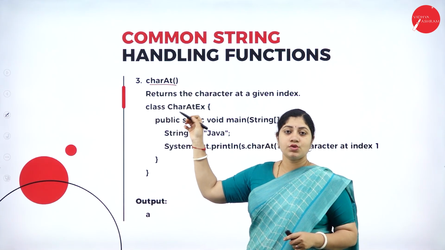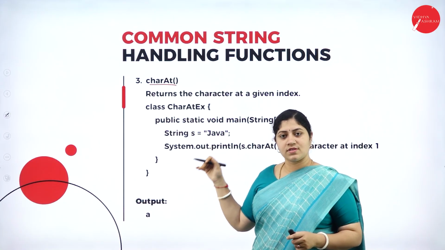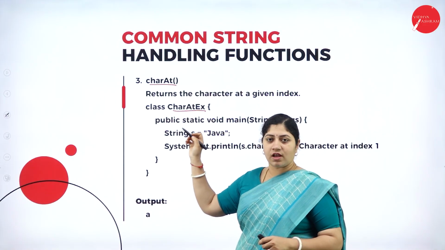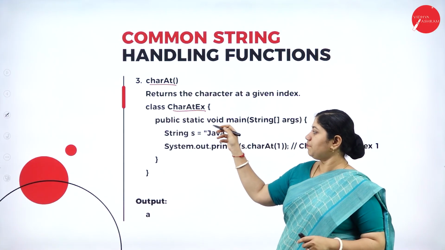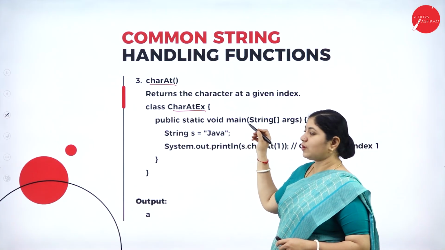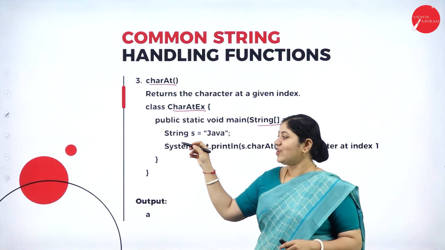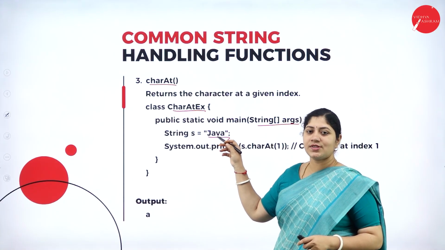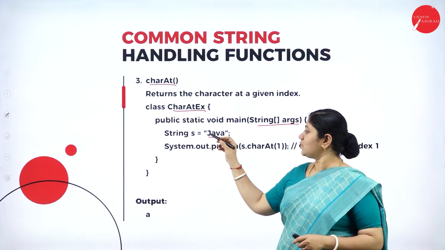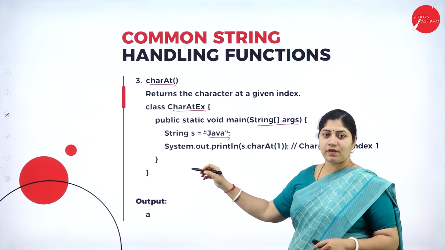So this is used to return a character at the given index. Now let's see how this is possible through an example. We have considered a class CharAtExample and we are starting with a main method, that is public static void main of String args. Now we are defining a sequence of string, that is String s followed by the sequence which is quoted in double quotes.